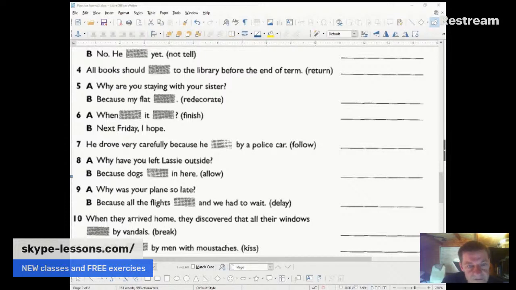Okay, and as I said, this is really testing your tenses, in my opinion, just as much as your passive. Okay, have a look at the next one. Why have you left Lassie outside? Because dogs, now generally every day, every week, every month, dogs aren't allowed in here. We need present simple here, right? Because it's every day, every week, every month. Dogs are never allowed in here, so aren't allowed.